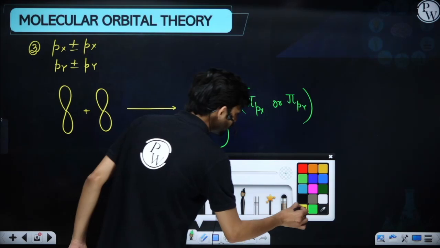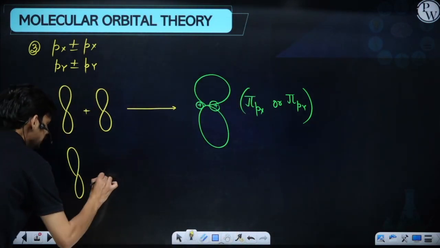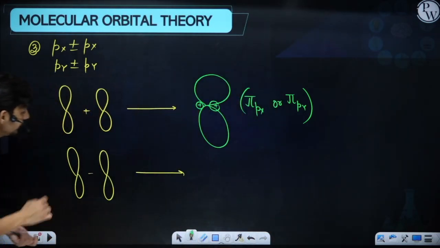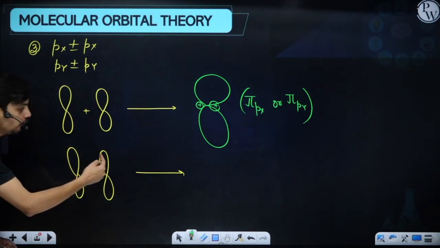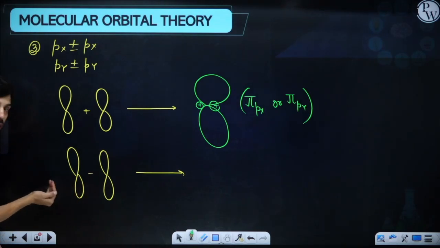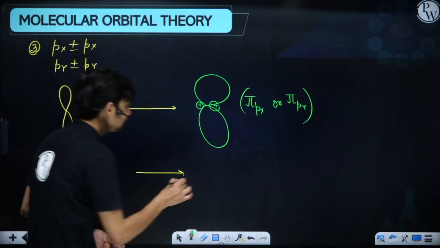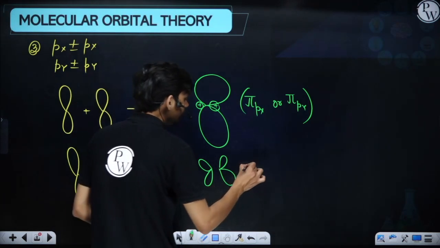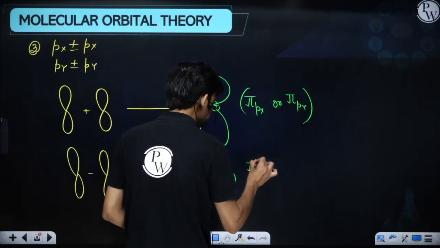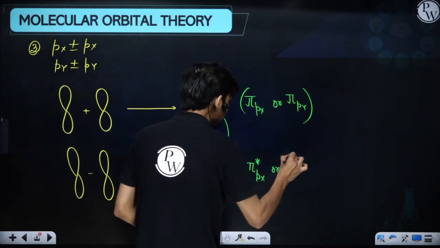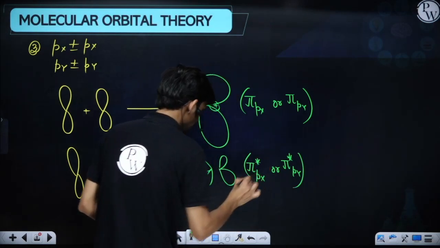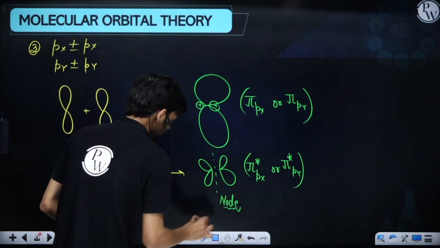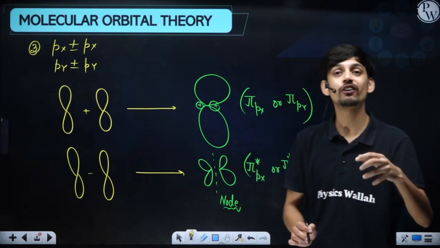Similarly, what will happen when they repel each other? Suppose we have two parallel p orbitals and they are repelling each other. They are subtracting from each other. So repulsion will mean this lobe will be repelled in the outward direction, this lobe will also be repelled outward, and the same with the other lobes. All four lobes will be repelled in the outward direction. So this will be your pi anti-bonding orbital of px or pi anti-bonding orbital of py. And this in-between region will be a node, where the finding probability of electron will be minimum.